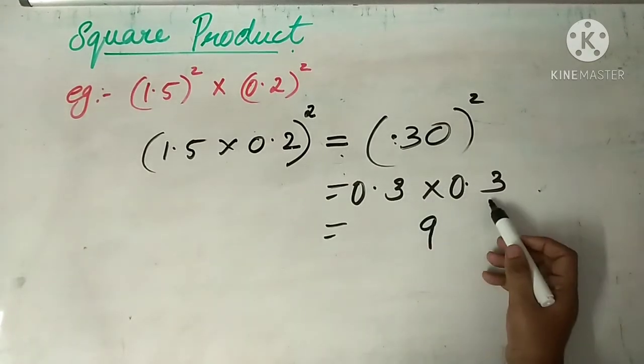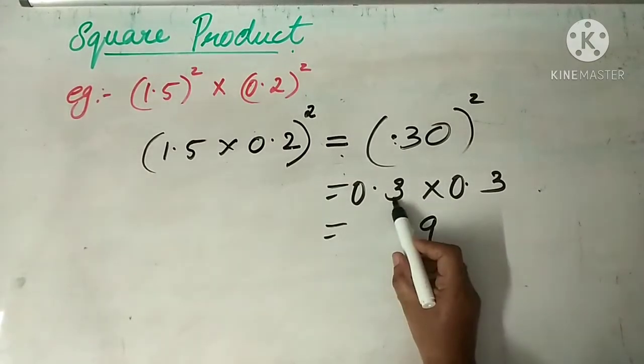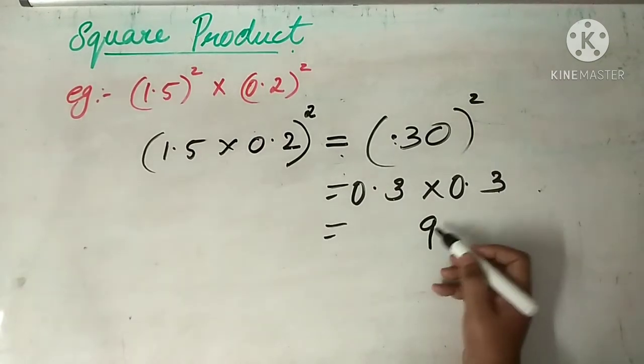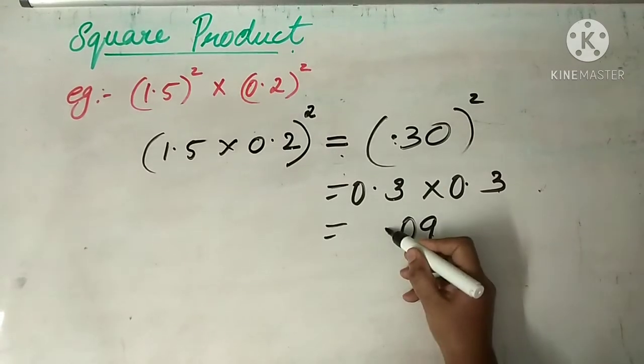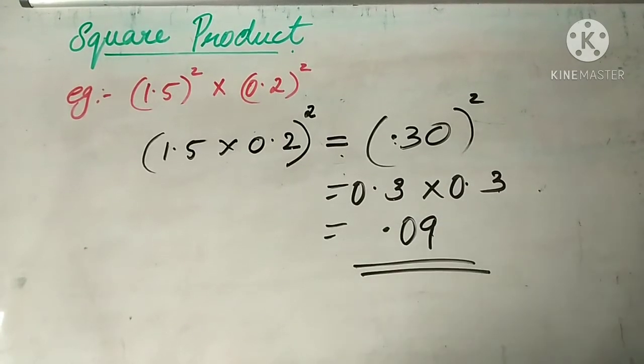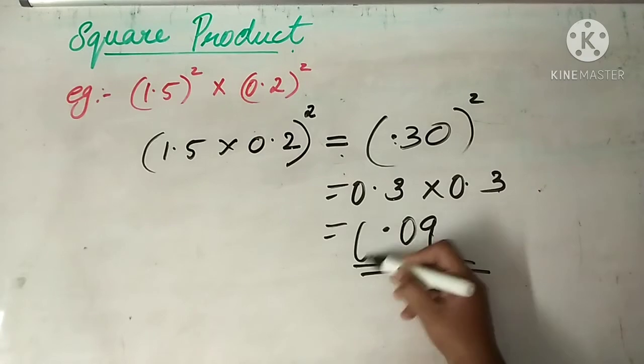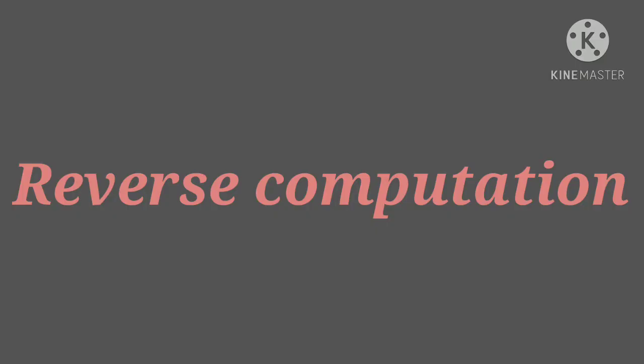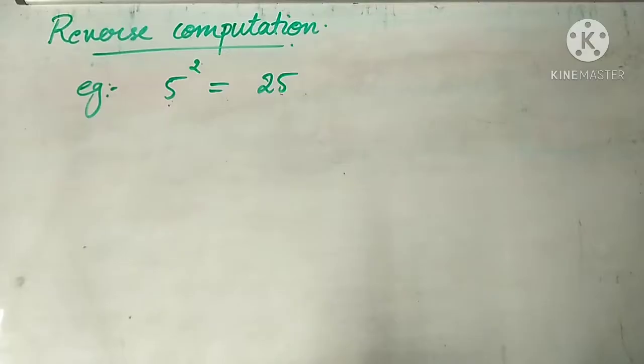Then how many digits are there after the decimal point? Here one digit, here one digit. So 2 digits are there. So after 2 digits, we have to put the decimal point. 1, 2, decimal point. So the answer is 0.09. 0.09 is the answer. Next topic, reverse computation.